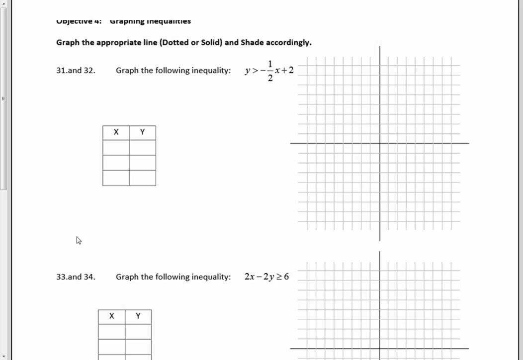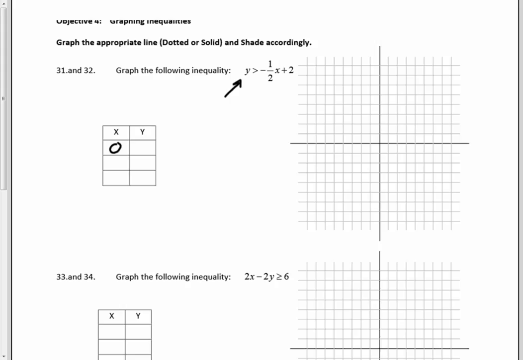Is y by itself? Yes, y is already by itself, so I don't have to worry about that. If I go onto my calculator, I should be able to find at least 3 points that are whole numbers.